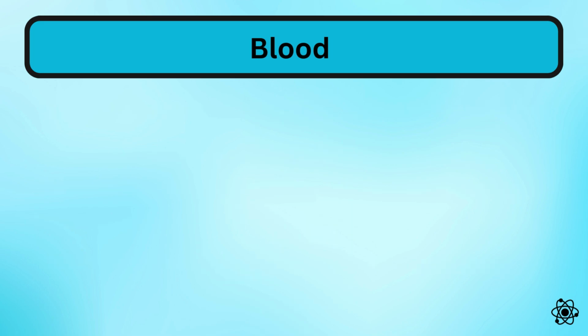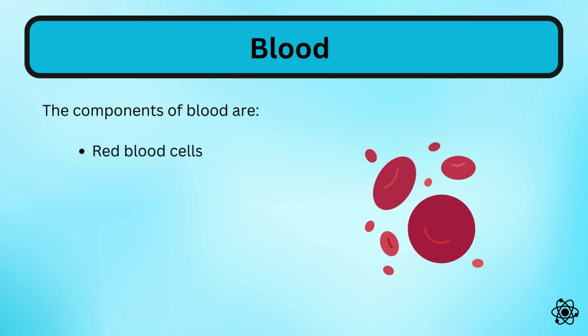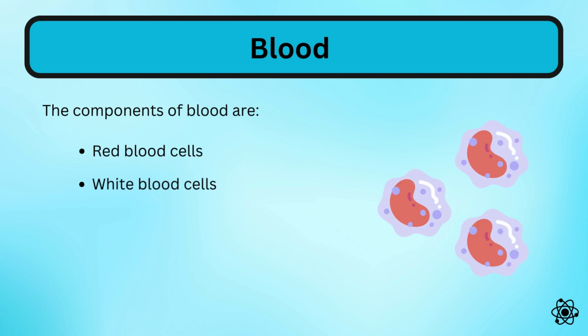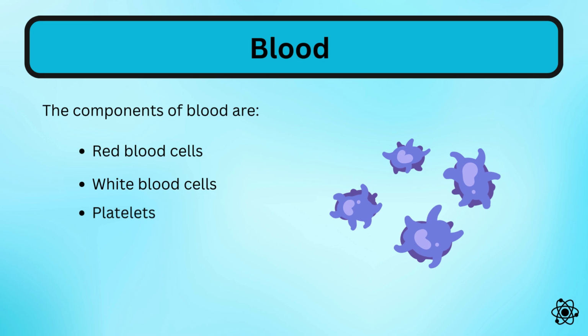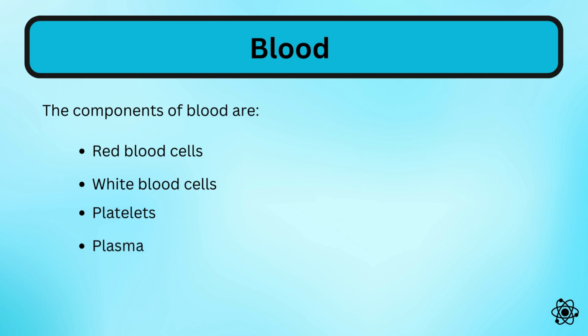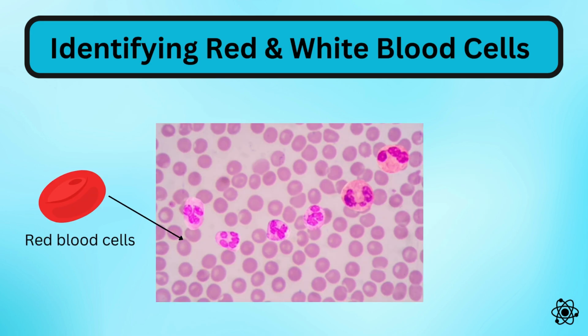Moving on to blood. The components of blood are red blood cells, white blood cells, platelets, and plasma. Red blood cells have a round, flat shape like a donut with an indentation in the center, but not a hole. This is called a biconcave disc shape.